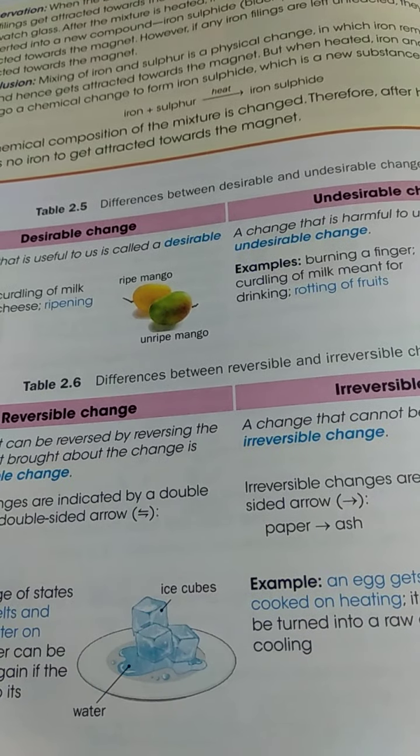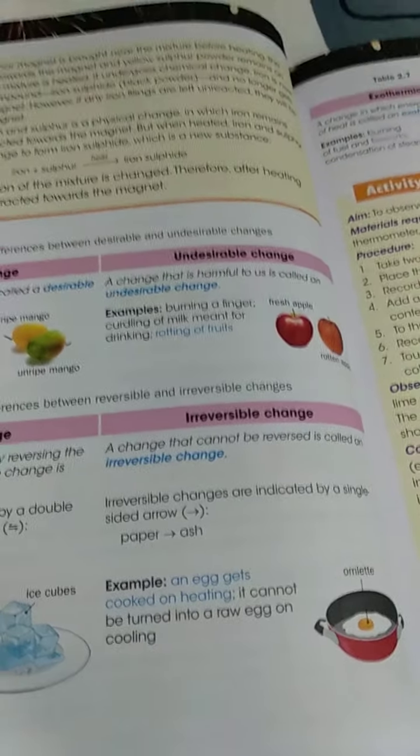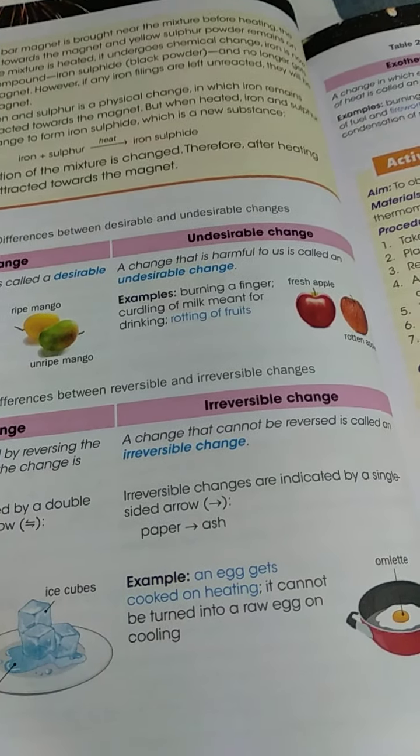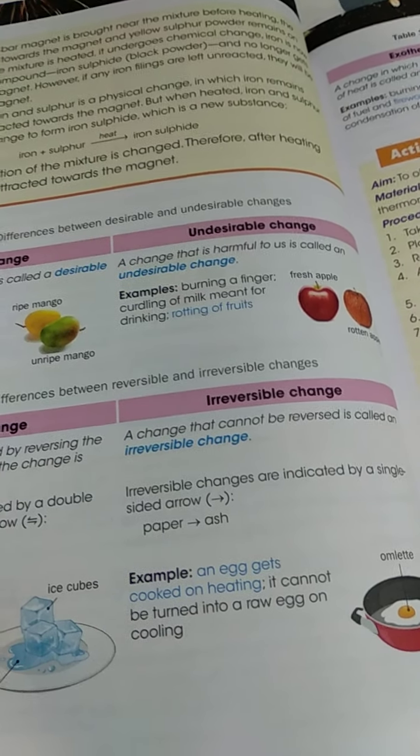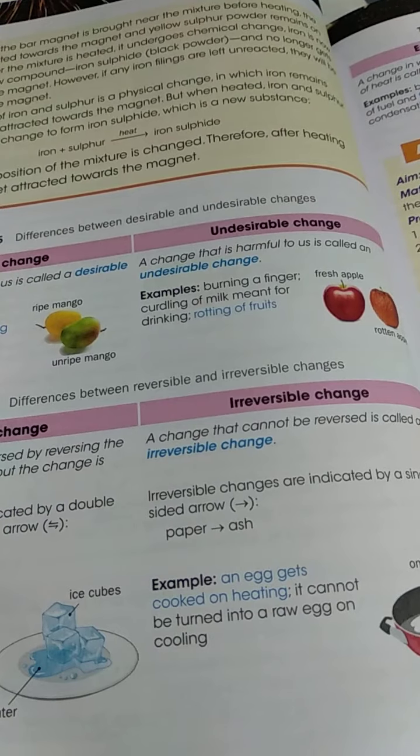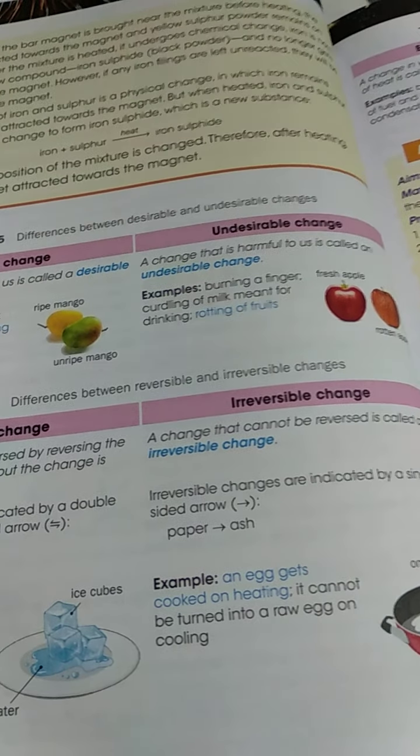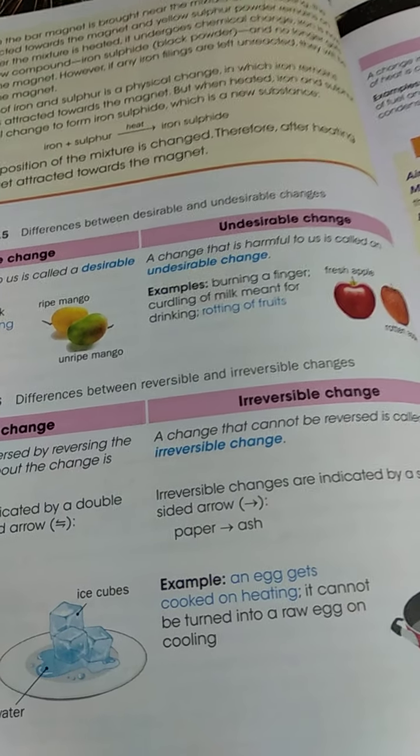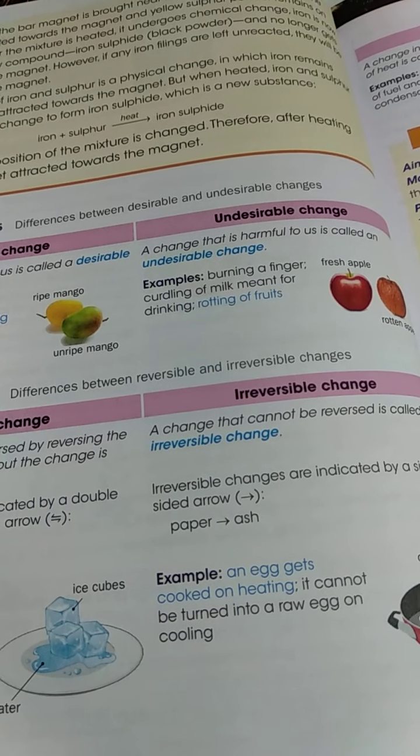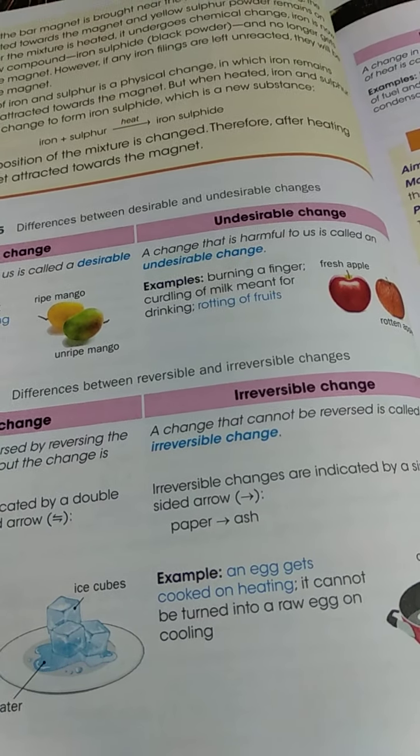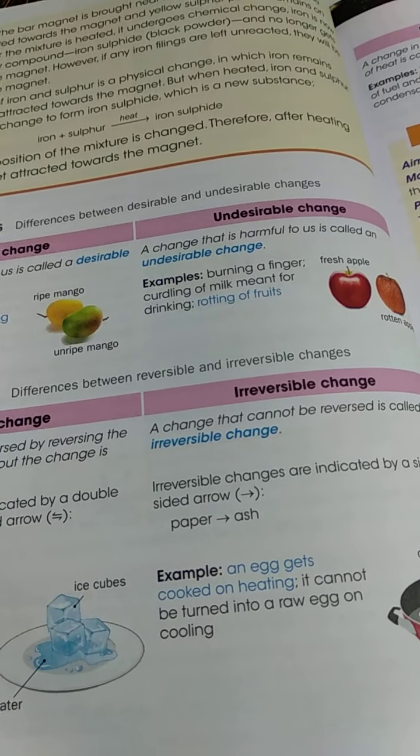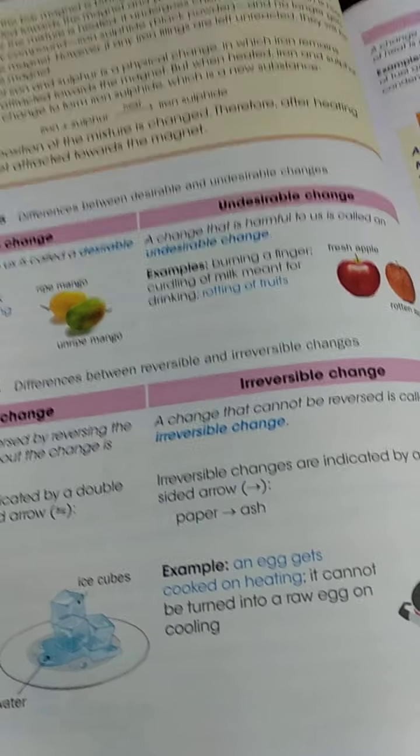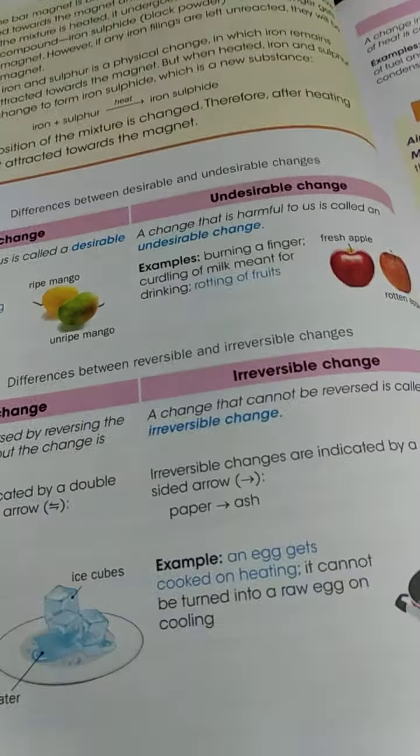Now undesirable changes. Undesirable changes are the changes that are harmful to us. For instance, if the milk has not changed into curd but has curdled, that means it is rotten. That is an undesirable change. For instance, if you have burned your finger, that is an undesirable change. When a fruit is kept in the house, you forget to eat it and it gets rotten, that is an undesirable change. Changes which are harmful to us are known as undesirable changes.